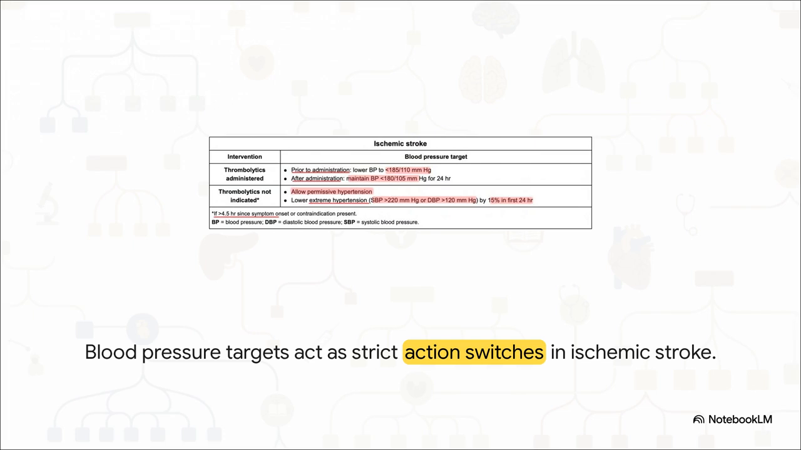You have to lower the pressure below that before giving TPA. But if thrombolytics aren't indicated, the switch flips to permissive hypertension, meaning you do absolutely nothing until the blood pressure crosses the extreme threshold of 220/120.